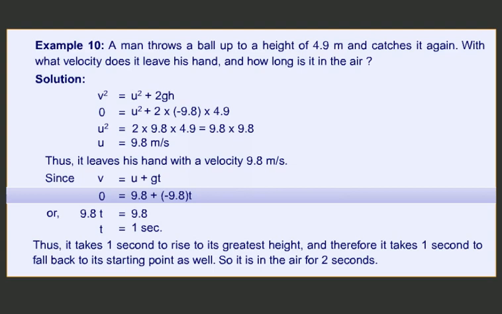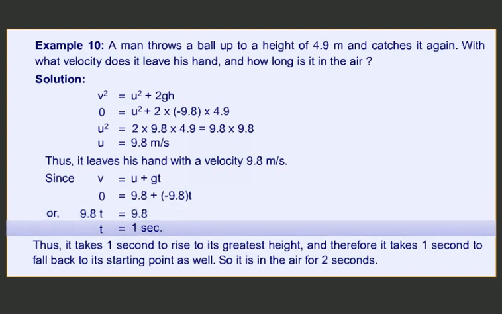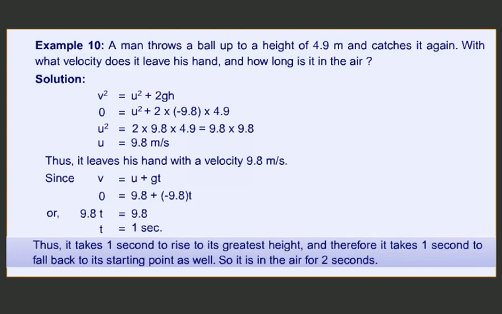So we write 0 is equal to 9.8 plus minus 9.8 into t, or 9.8t is equal to 9.8. Therefore, t is equal to 1 second. Therefore, it takes 1 second to rise to its greatest height, and therefore, it takes 1 second to fall back to its starting point as well. So it is in the air for 2 seconds.